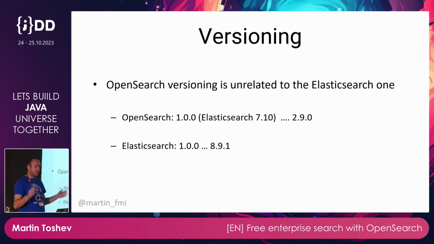In terms of versioning, the two products are not related. Since OpenSearch forked Elasticsearch at version 7.10, it started rolling out different versions. The latest one is 2.9.0. Elasticsearch, of course, continued its regular versioning path. So you cannot really correlate the two.